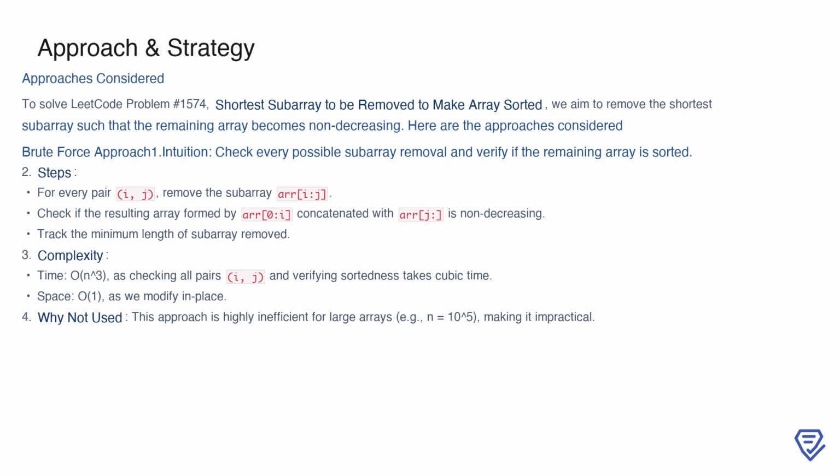However, this approach has a time complexity of n cubed, because it involves iterating over all possible pairs and verifying sortedness for each case. It also requires no extra space, as the operations are performed in place. Despite being simple, this method is computationally expensive and impractical for large arrays, which makes it unsuitable for this problem.